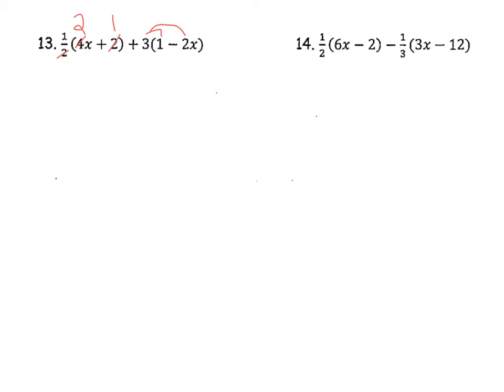So, since there's a 1 over 1 in the first parentheses, I'm just going to write 2x plus 1. And now I'm going to distribute that 3. So it's going to be 3 times 1, and then 3 times negative 2x. Negative 6x. And combine like terms, like maybe this 2x and this negative 6x. They're alike, so I can put those together. And then this 1 and this 3 can go together.